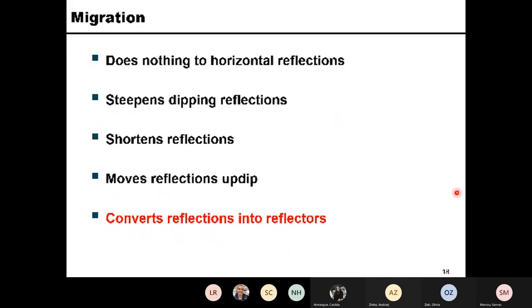Right. We have those observations, but now we try to do some quantitative analysis. We said the dipping angle becomes larger than the dipping angle in your stack section, and the length of reflections becomes shorter in your migration section. So let's do some quantitative analysis now.